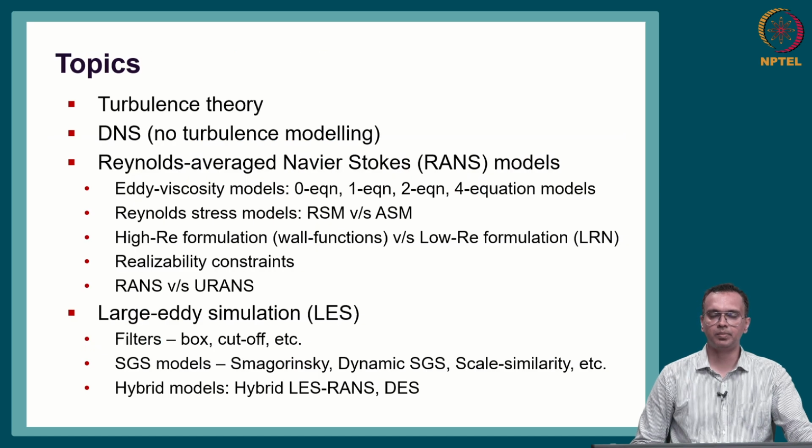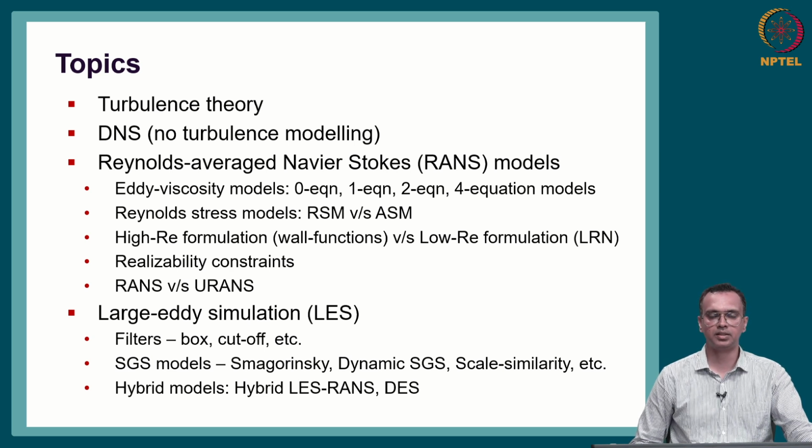Some of the topics that will be covered in this course: of course, I will start with turbulence theory, because without knowing the theory, you cannot start to model and appreciate why we are modeling a certain class of flow the way it is. Once we have the theoretical knowledge, we look into what is called direct numerical simulation. That means here we don't do any turbulence modeling. Turbulence will be resolved rather than modeled here. But still it is important to know about this because many of the DNS data sets are used to validate or even build upon certain classes of turbulence models. And then we go into the next group, which is the RANS models.